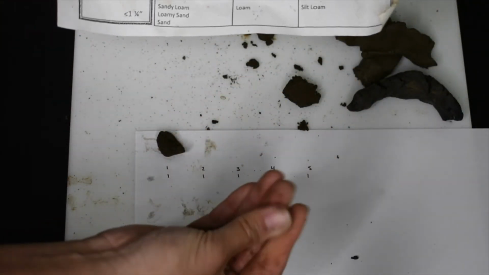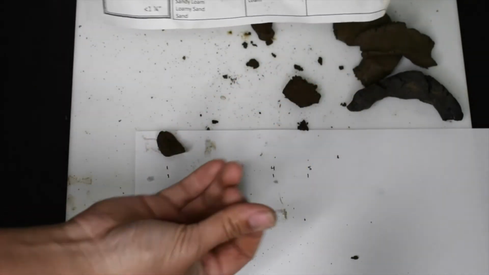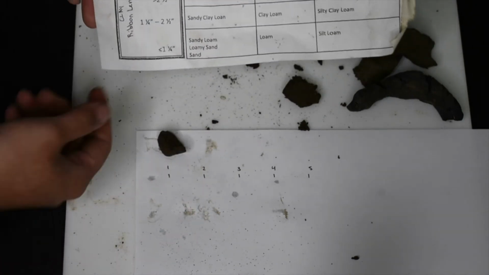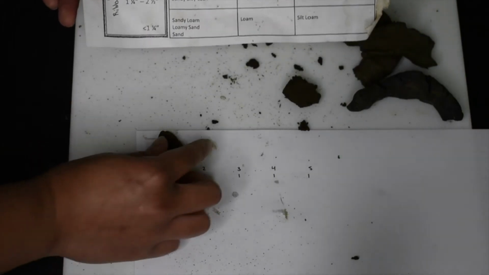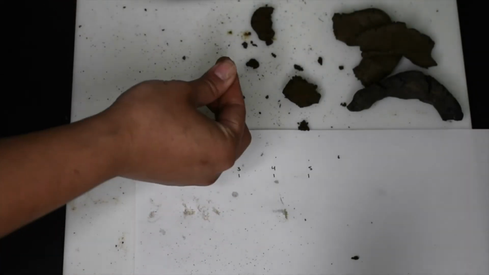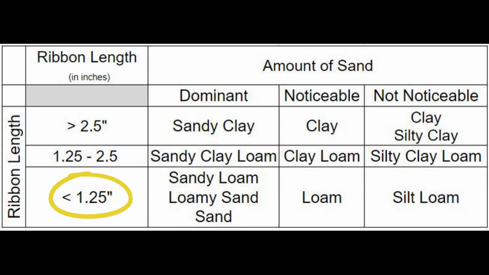Using our visual cue, I can tell that it is leaving behind a residue. See that brownish color? It's flaking off of my skin. And that one piece that broke off is smaller than 1.25 inches. Then using a small piece of it, I'm feeling it around with my finger. And I would say that sand is dominant in this sample, leading me to believe that it is sandy loam.